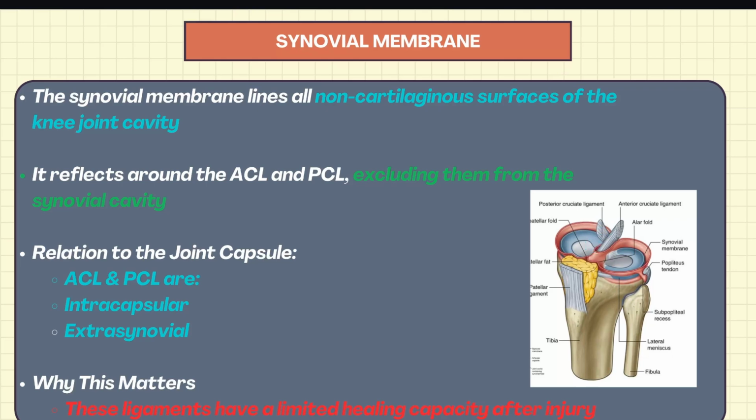Why is this important to know? If it excludes them from the synovial cavity, this means that during an injury, these structures won't be able to heal, because the synovial fluid is what gives the knee joint its nutrients. So, in relation to the joint capsule, you have the ACL and PCL. They are intracapsular, however, they're extrasynovial.